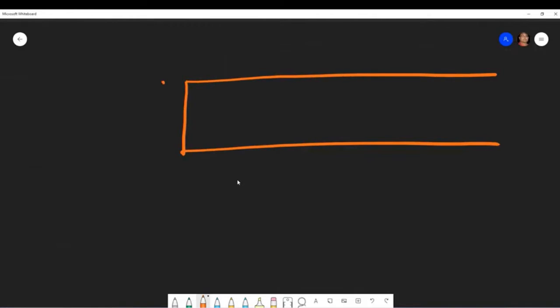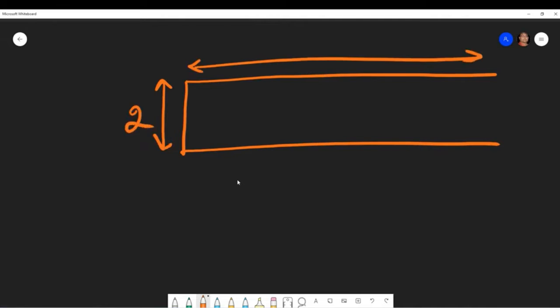So let's say you're given a field, and its height is 2 and width is n. So this is 2, and this field is of a variable width n. You want to cover this field with a few tiles. You are given a few tiles, and a tile is 2 cross 1. So 2 is the height, 1 is the width of the tile.